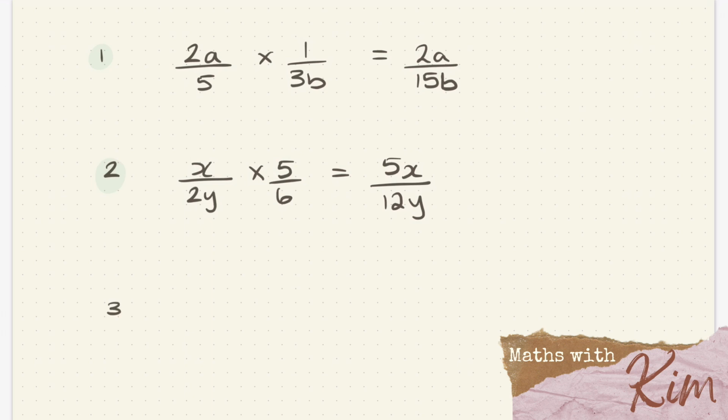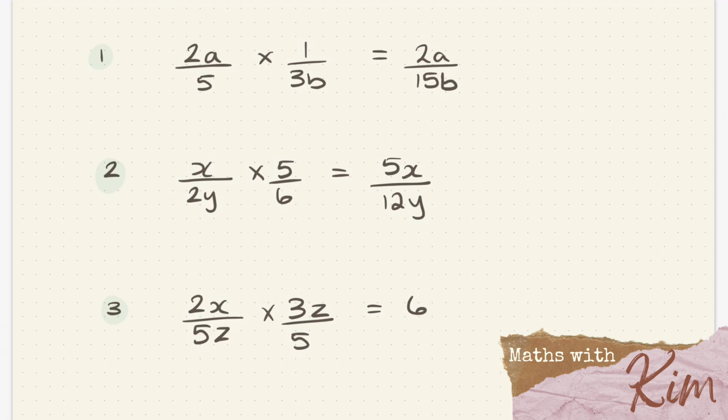For the next question, we have got 2x over 5z times 3z over 5. Again, following the same rules, multiply straight across. 2x times 3z. I'm going to go through and multiply my numbers first. I'm going to do 2 times 3, which gives me 6.